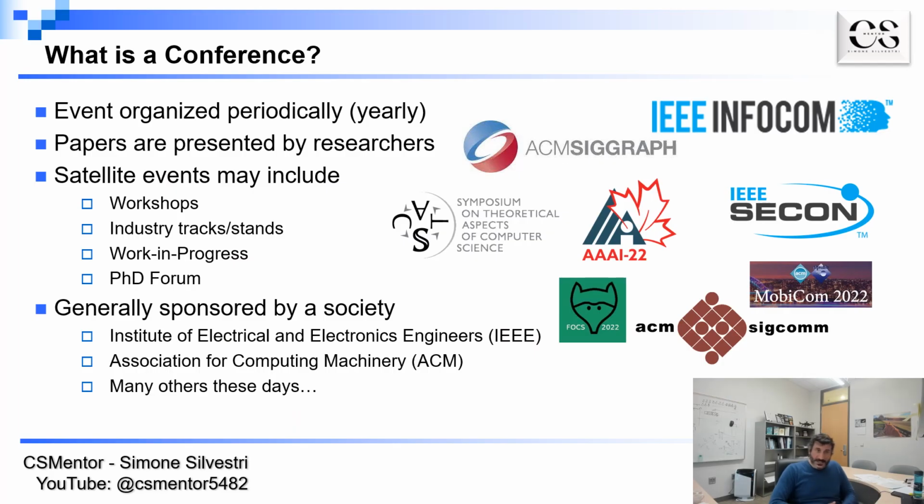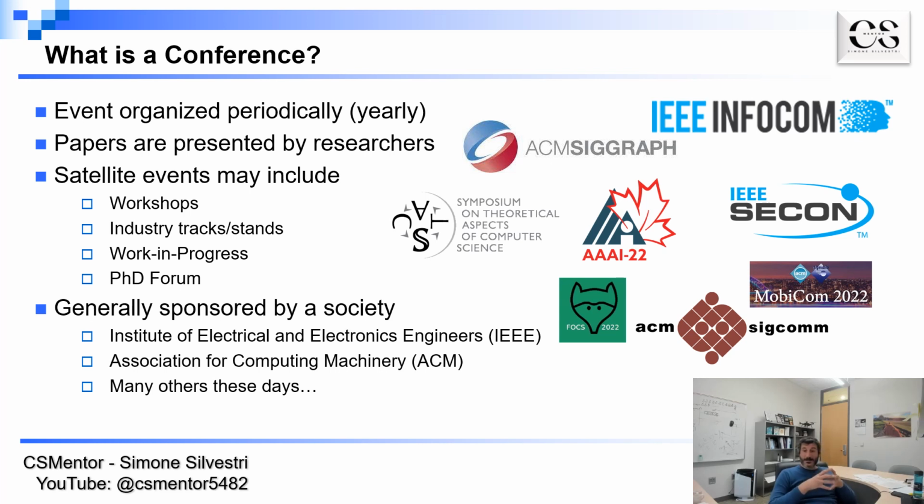So first off, what is a conference? There are hundreds, if not probably thousands of conferences organized every year. A conference is an event which is periodically organized, generally every year. Most of them are organized every year. And in these events, researchers present papers. And by researchers, I mean students, postdocs, faculty, people working in research laboratories, etc.